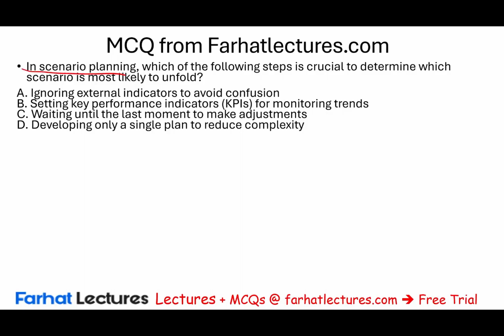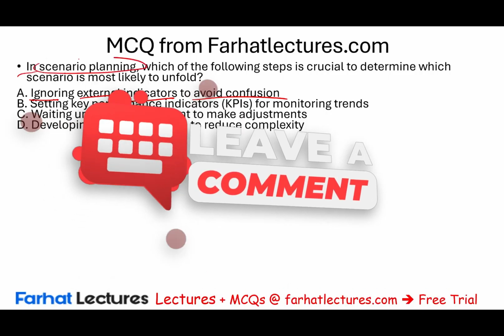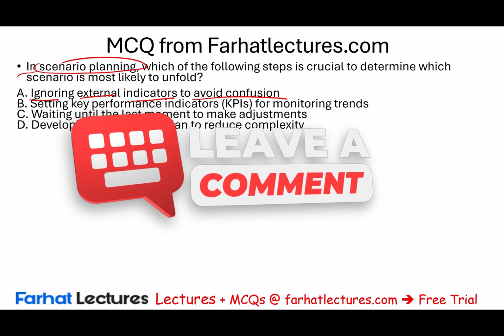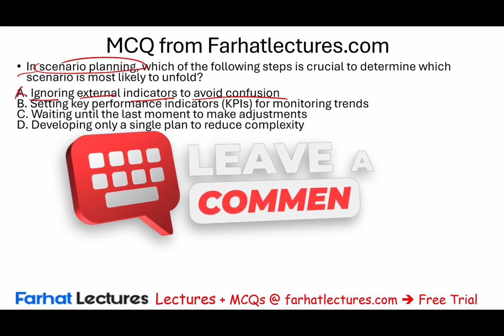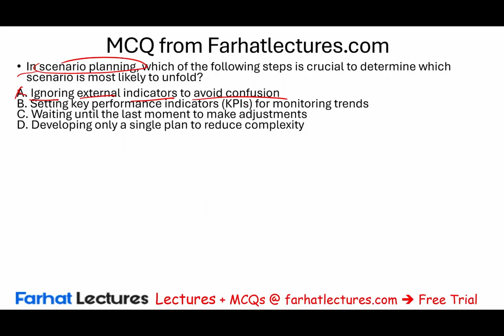In scenario planning, which of the following steps is crucial to determine which scenario is most likely to unfold? So when we're doing scenario planning, what would help us determine which is the most likely scenario? Is it ignoring external indicators to avoid confusion? So do we say, you know what, we're not going to look at external indicators when we're doing scenario planning because it's going to confuse us? On the contrary, if anything, we have to look at as much information as possible when we are performing scenario planning. So definitely ignoring external indicators is a bad choice. That's easy to eliminate.